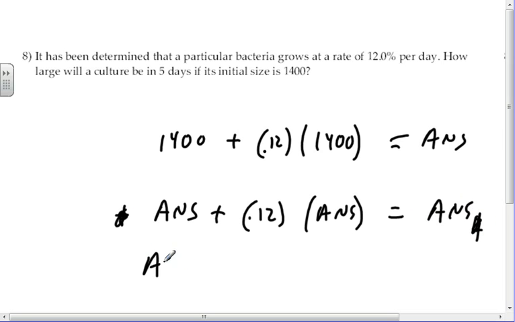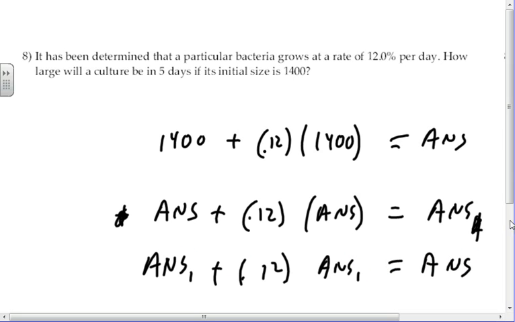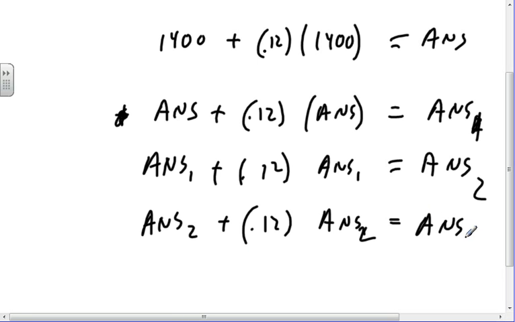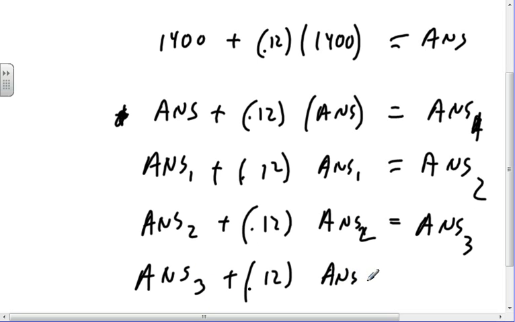And then it's going to be answer 1 plus 12% of answer 1, which is going to be answer 2. And then I'm going to have answer 2 plus 12% of answer 2 is going to be answer 3. So it's going to be more confusing when I tell you how to get the right answer. Answer 3 plus 12% of answer 3, and that's going to give you your final answer.